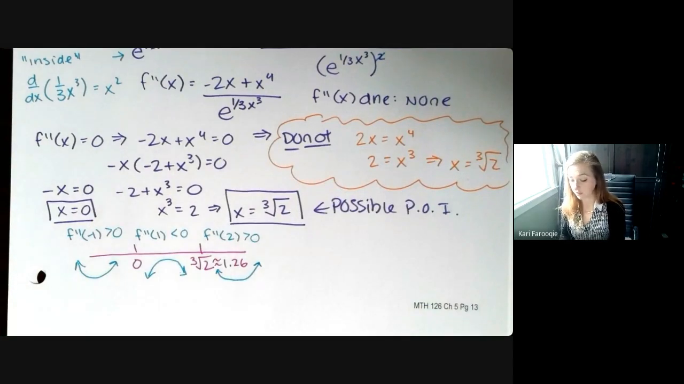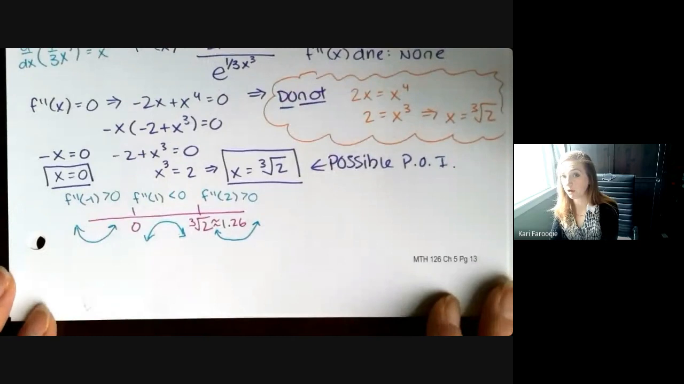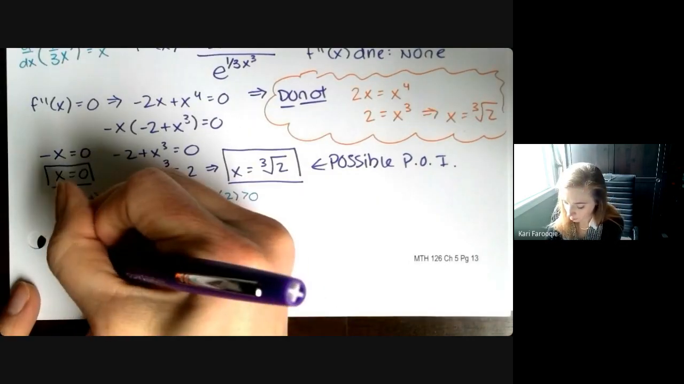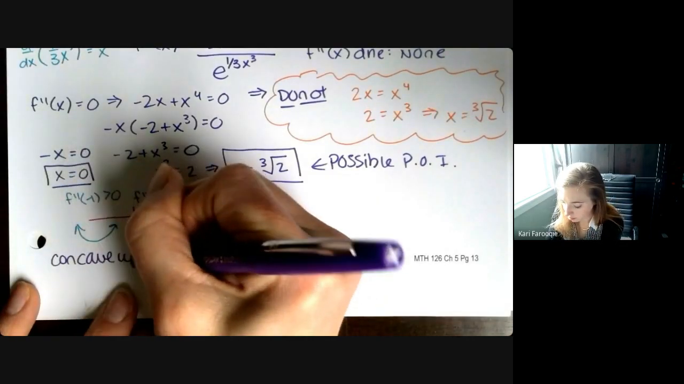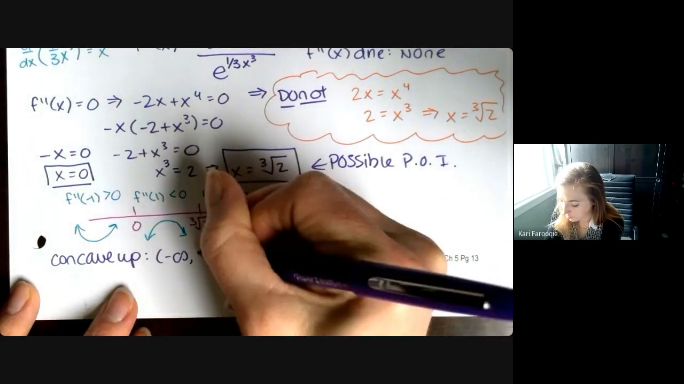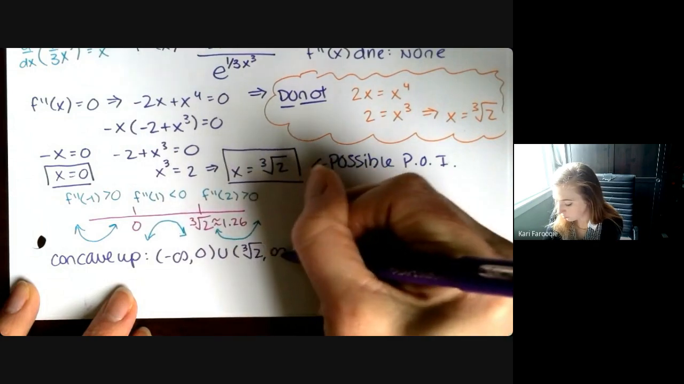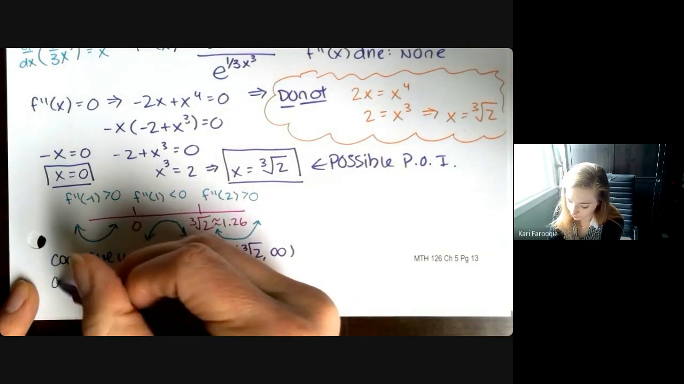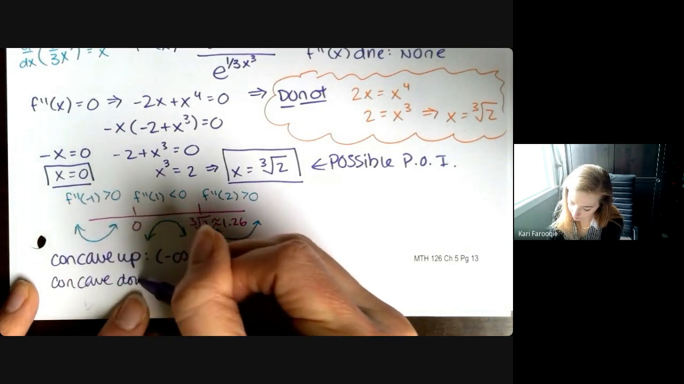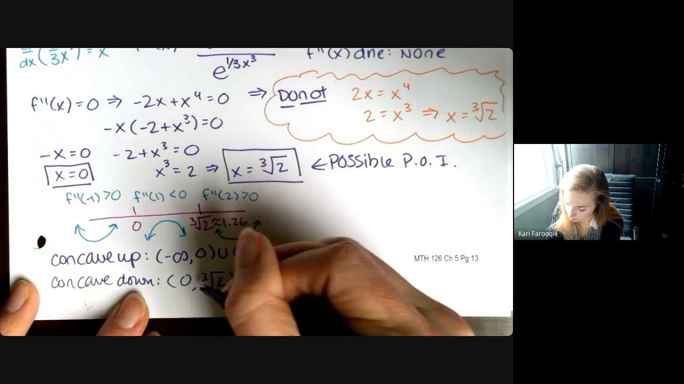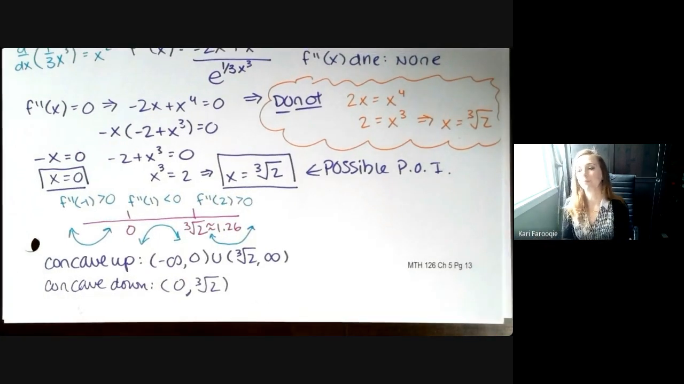Now, remember, I'm going to ask you to list your inflection points as ordered pairs. So I'm going to write mine exact in just a minute. I'm going to go ahead and make my conclusion first. So concave up from -infinity to 0, and then from the cubed root of 2 to positive infinity. And then concave down on 0 up to the cubed root of 2. Okay, so there's that.